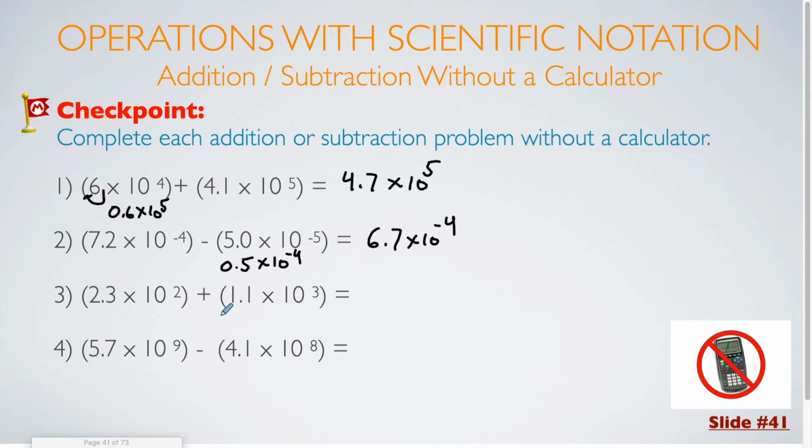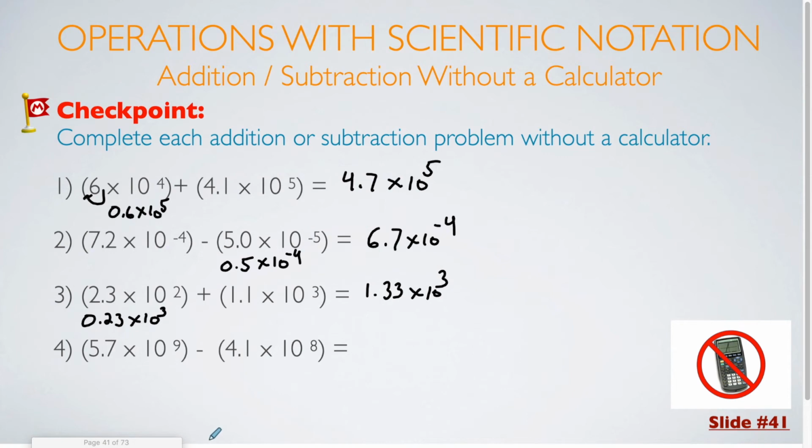All right, for number 3, between a 2 and a 3, the 3 is larger, so let's change this exponent and slide over one spot to the left again. Now that my exponents match, I can simply add these together, and I have 1.33 times 10 to the 3rd.